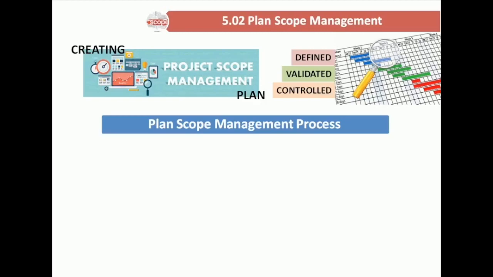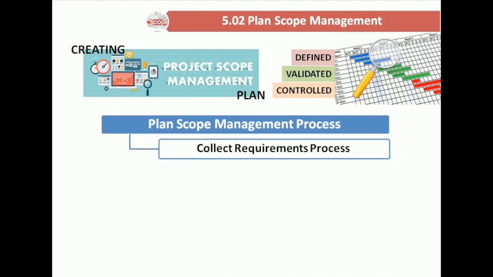Let's look at some of the plan scope management stages. Collect requirements process. In this process, you will work out what your stakeholders want from the project. Once you have outlined your big idea, you need to document the requirements and manage your stakeholders' expectations.